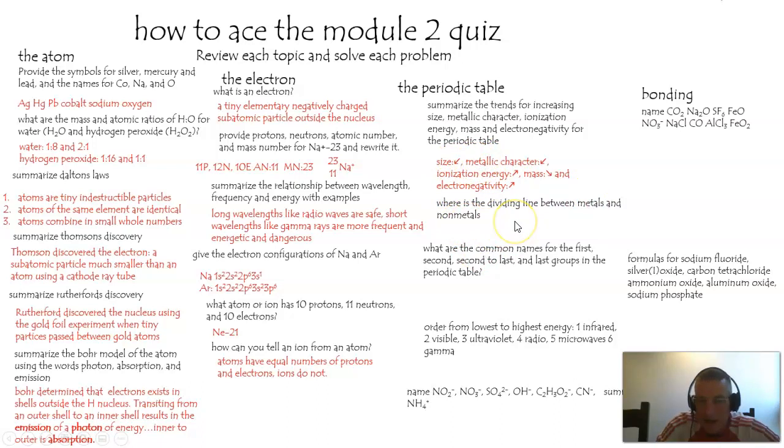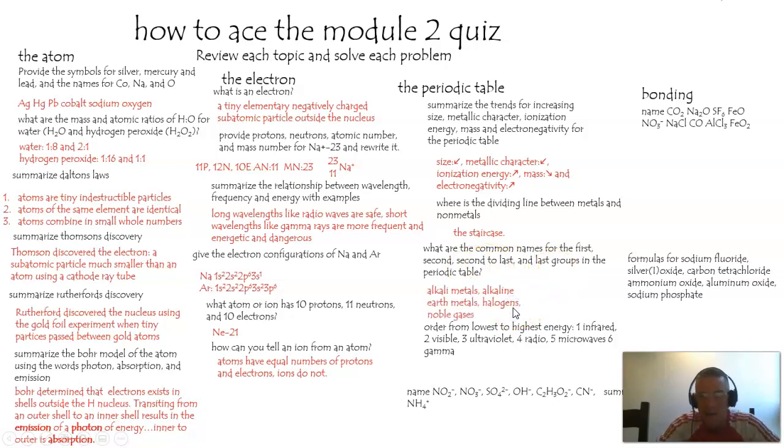Where is the dividing line between metals and nonmetals? On any good periodic table, you'll see a nice fat staircase. And a lot of the elements that are more or less on the staircase aren't quite metals. They're not quite nonmetals. They're called metalloids. They're semiconductors. What are the common names for the first, second to last, and last groups in the periodic table?